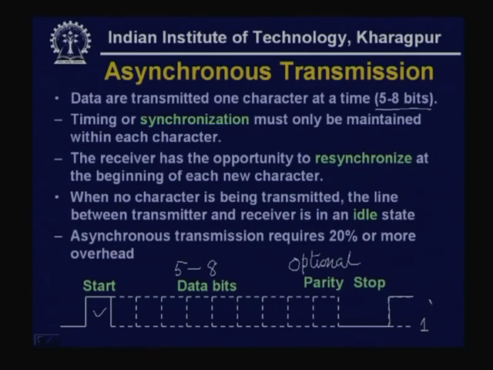Actually this is 1, this is 0. It will remain 1 if no new character is sent, or it will become 0, that means a start bit will start if another character is being sent. In this way, character by character synchronization is done in asynchronous transmission. And as you can see, the receiver has the opportunity to resynchronize at the beginning of each new character.